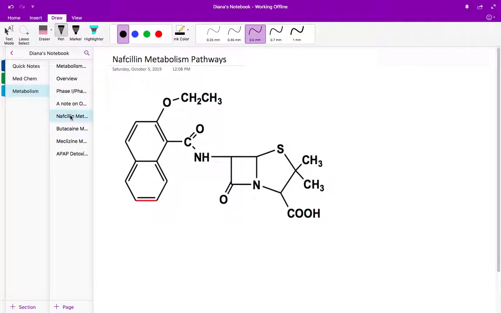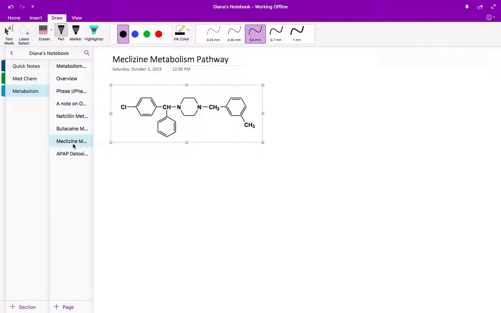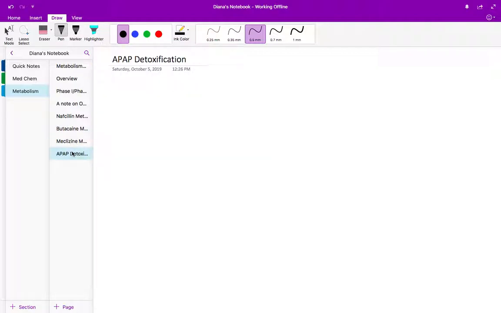In the next video, we're going to go over nafcillin, which is one practice problem taken from Dr. Luo's practice problem sets. And we're going to go over the different metabolism pathways of nafcillin. And then we're going to do the same for butadiene, meclizine, and then APAP detoxification.